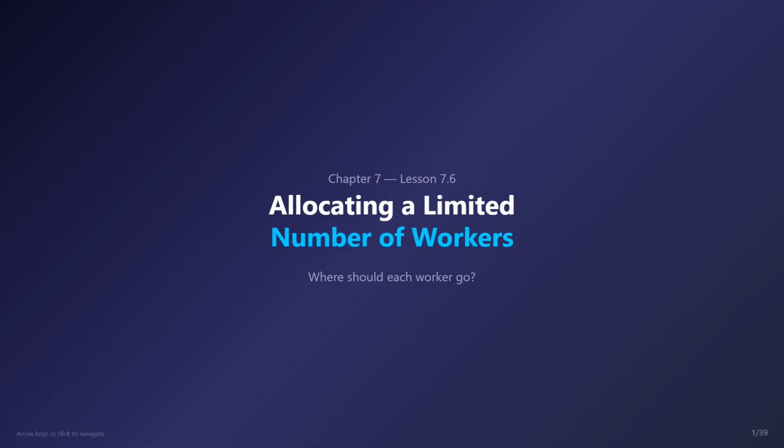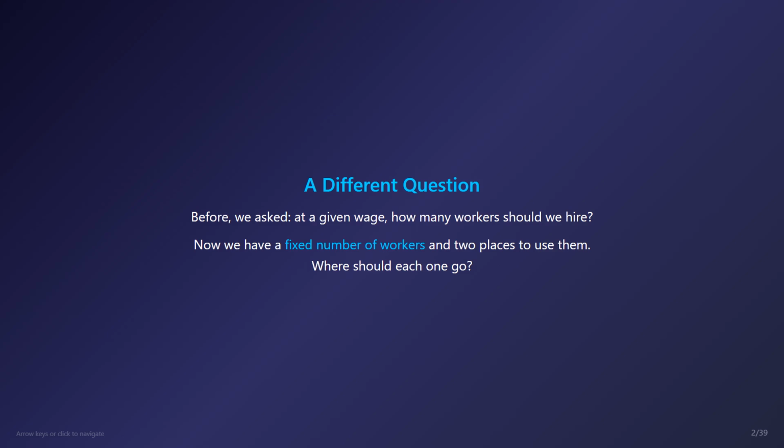Welcome back. In the last few lessons, we hired workers at a given wage. Now we turn the problem around. We have a fixed number of workers, and we must decide where to put them. Here's the new question. Before, we asked, at a given wage, how many workers should the firm hire? Now the producer has a fixed number of workers and 2 places to use them. The question is where each worker should go.